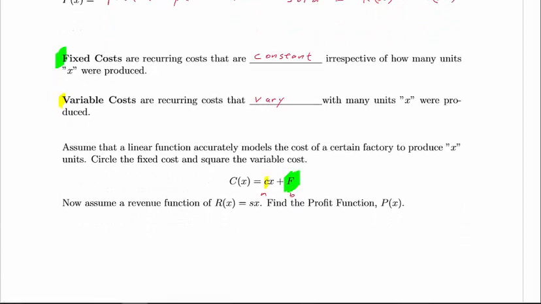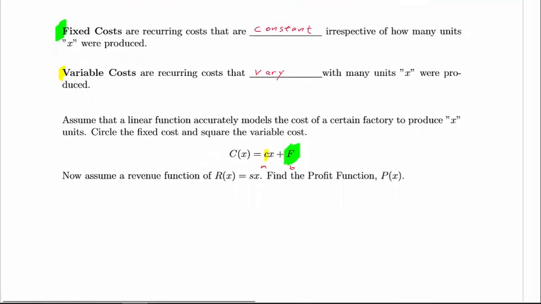So we are going to also assume a linear model for the revenue function. There is no fixed revenue coming in, so we don't have to worry about a B, an intercept, and so it's just S times X, right? S is basically the sales price of your unit, multiplied by the number of units sold, S times X. Pretty self-explanatory. And so what is the profit function?